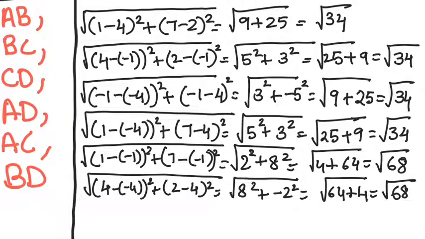So you can observe that all the four sides are equal and both the diagonals are also equal. So you can say that since the four sides AB equals BC equals CD equals DA, and the two diagonals AC equals BD, the given points form a square.